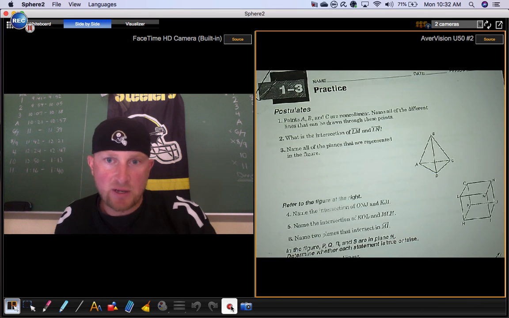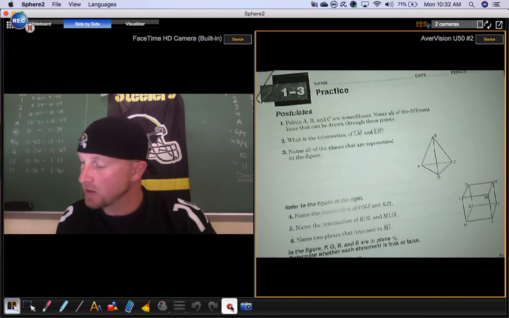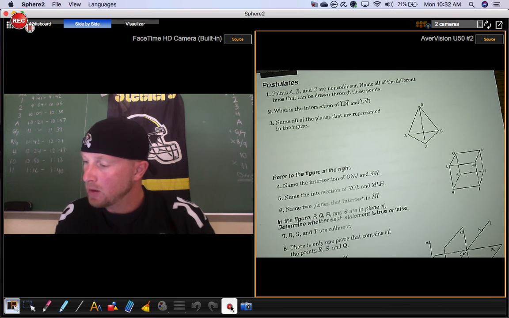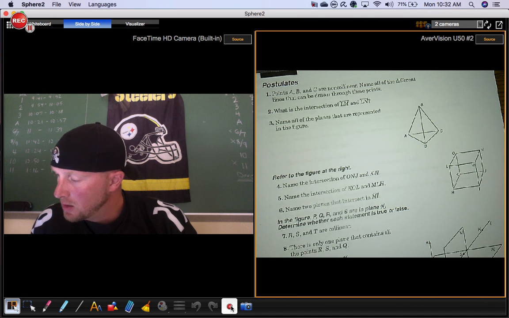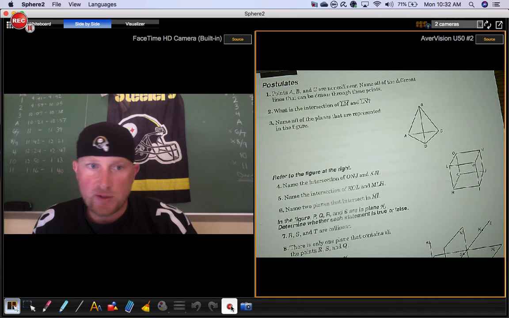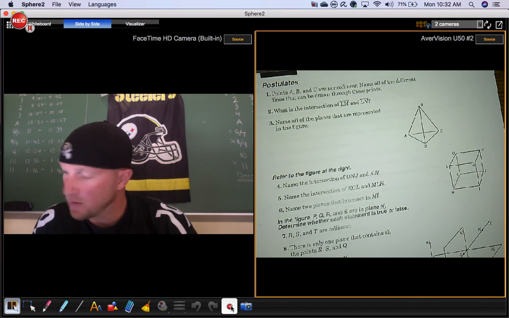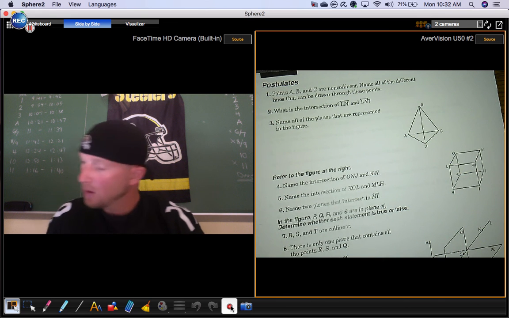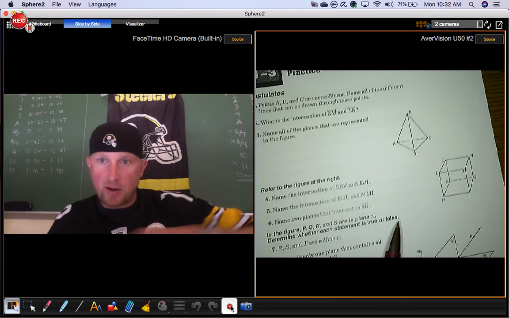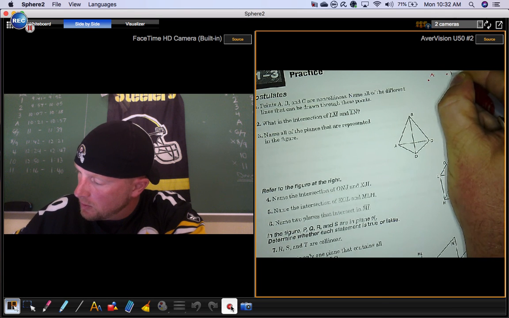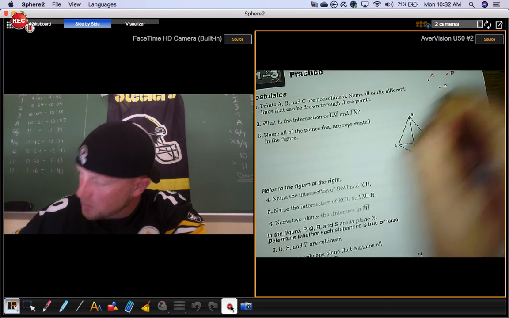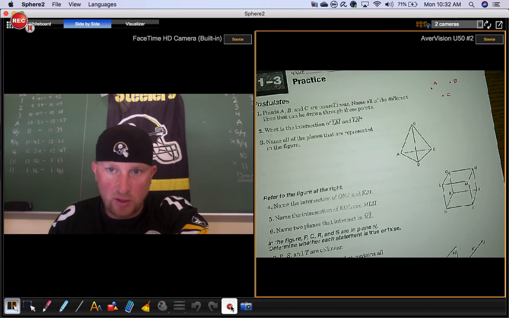This is your practice page for section 1.3 on postulates. Number 1, it tells you points A, B, and C are non-collinear. Name all of the different points that could be drawn through these points. Name all the different lines that could be drawn through these points. There's no diagram. If you need one, draw one. Just make sure those points are non-collinear.